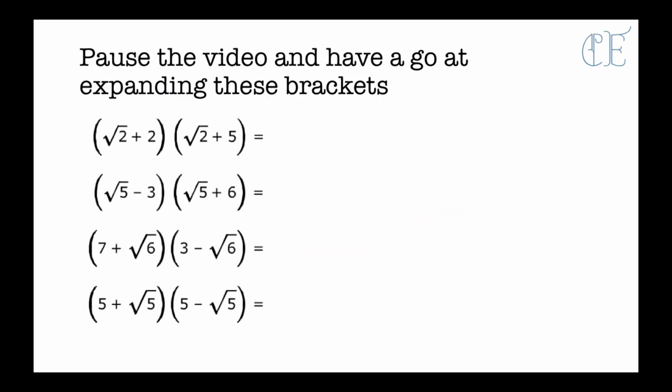So pause the video and have a go at expanding these brackets. Okay, so if you've had a go, here are the answers. So for the first one, we had square root of 2 plus 2 and the square root of 2 plus 5. So when we expanded it, it would give us 2 plus 5 root 2 plus 2 root 2 plus 10, and in the end giving us 7 root 2 plus 12. The second one, we would have had 5 plus 6 root 5 minus 3 root 5 minus 18, giving us minus 13 plus 3 root 5.